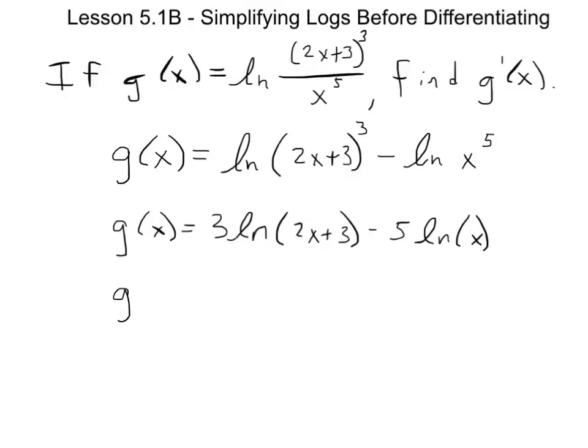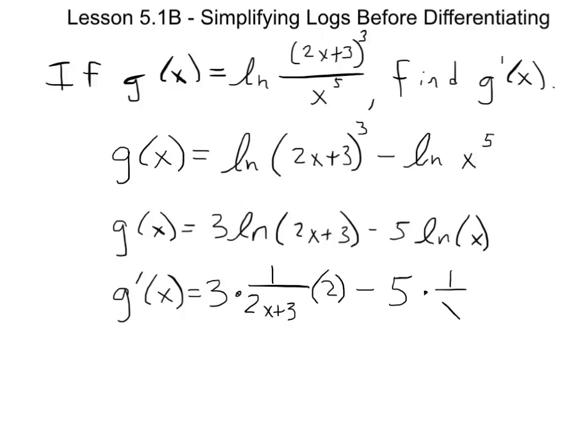I'm going to get g prime of x is, now this would be 3 times, and I couldn't completely simplify it. This still has a chain rule with it, right? This is the natural log of 2x plus 3, so the derivative of that will be 1 over 2x plus 3, and then the chain rule says just multiply by 2. Minus 5 times, and the derivative of natural log of x is 1 over x. There is no chain rule here. If there was, you'd multiply by the derivative of x, which is 1. Doesn't really do anything. And we're more or less done.